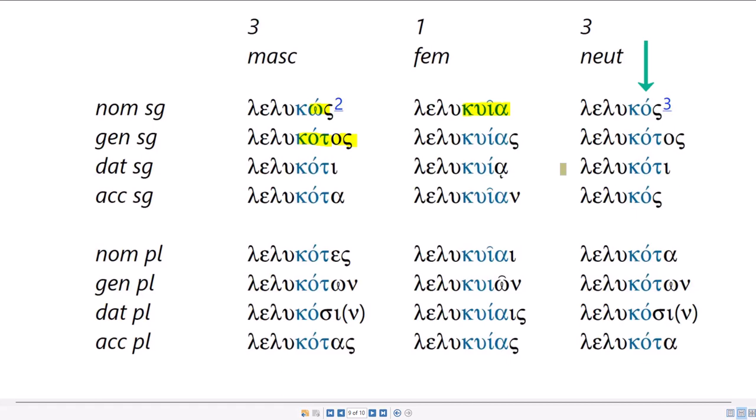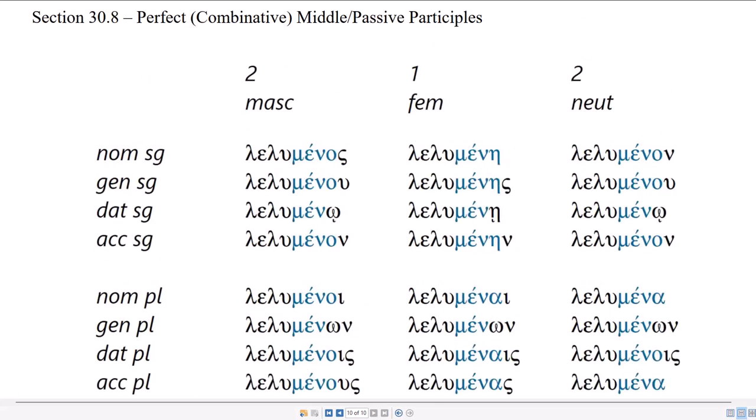Note that the omicron does not lengthen, thus the omicron tau bumps up against the sigma, and we just get ος as our ending. As usual, we want to focus on the nominative singular and the genitive singular rows for memorization. Now let's take a look at the perfect middle passive participles.